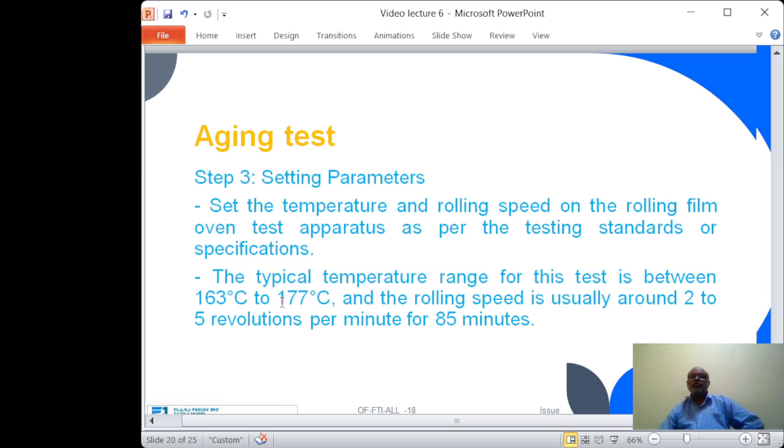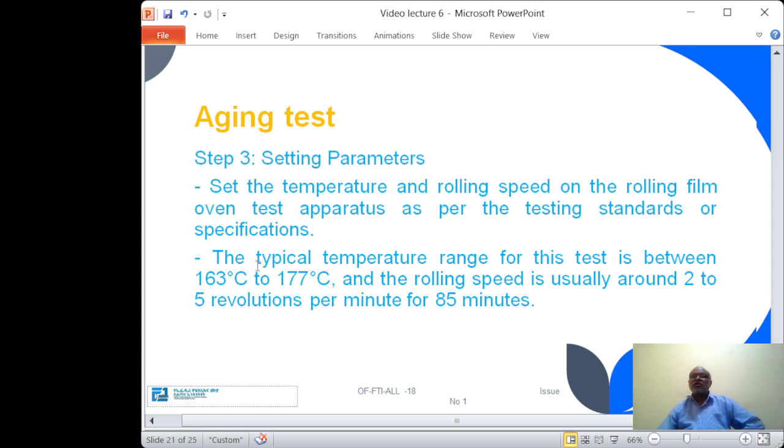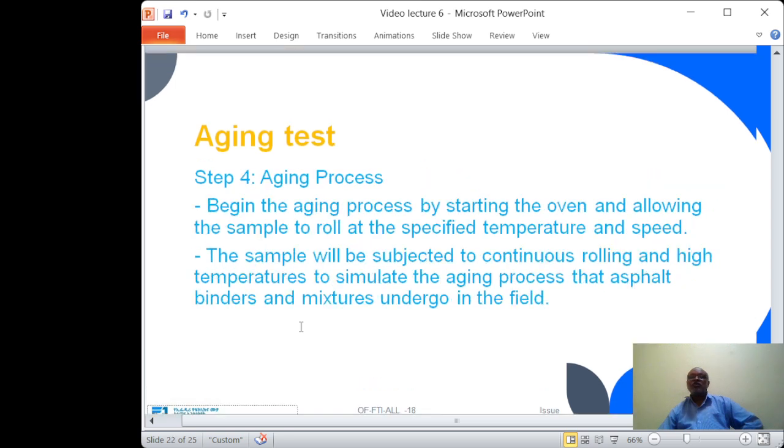Step 3. Setting parameters. Set the temperature and rolling speed on the rolling thin film oven test apparatus as per the testing standard or specification. The typical temperature range for the test is between 163 degrees centigrade and 177 degrees centigrade, and the rolling speed is usually around 2 to 5 revolutions per minute for 85 minutes.